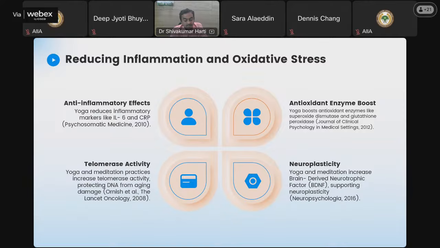Beyond muscles and mood, yoga acts deep on the physiological and even cellular level. Chronic inflammation and oxidative stress accelerate aging. Studies published in Psychosomatic Medicine showed that yoga reduces inflammatory markers like IL-6 and CRP. It also boosts antioxidant enzymes like superoxide dismutase and glutathione peroxidase, which help the body fight free radicals. At the cellular level, research by Ornish et al. revealed that yoga and meditation practices increased telomerase activity, an enzyme that protects DNA from aging damage. Furthermore, yoga and meditation increase brain-derived neurotrophic factor, that is BDNF, which supports neuroplasticity, the brain's ability to adapt and form new neural connections. These studies demonstrate that yoga literally slows biological aging at the molecular level.